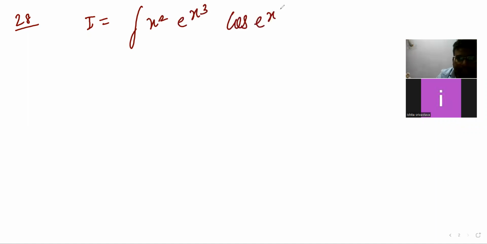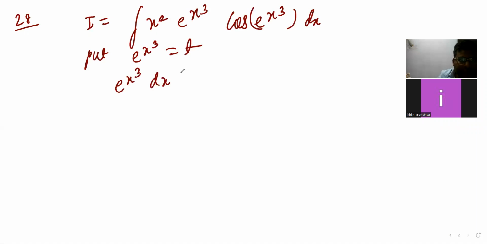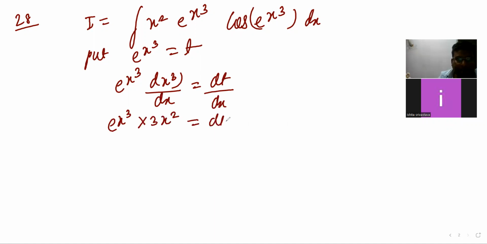हाँ sir. Now see the question number 28. It is I equal to integration of x square e raised to x cube cos of e raised to x cube into dx, right? So put here e raised to x cube equal to t, right? So differentiate here. So differentiation of e raised to x cube by dx is equal to dt by dx. So it will be e raised to x cube into 3x square equal to dt by dx.